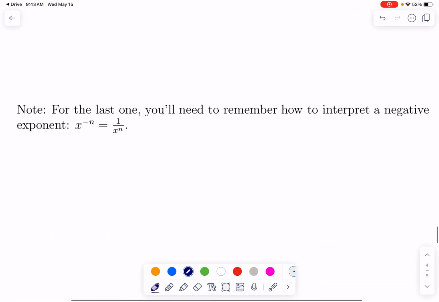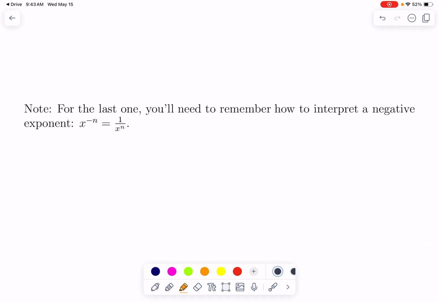Right, so there is a little note here that I covered in my explanation, but it's not written down previously in the notes. A negative power just means 1 over the corresponding positive power.